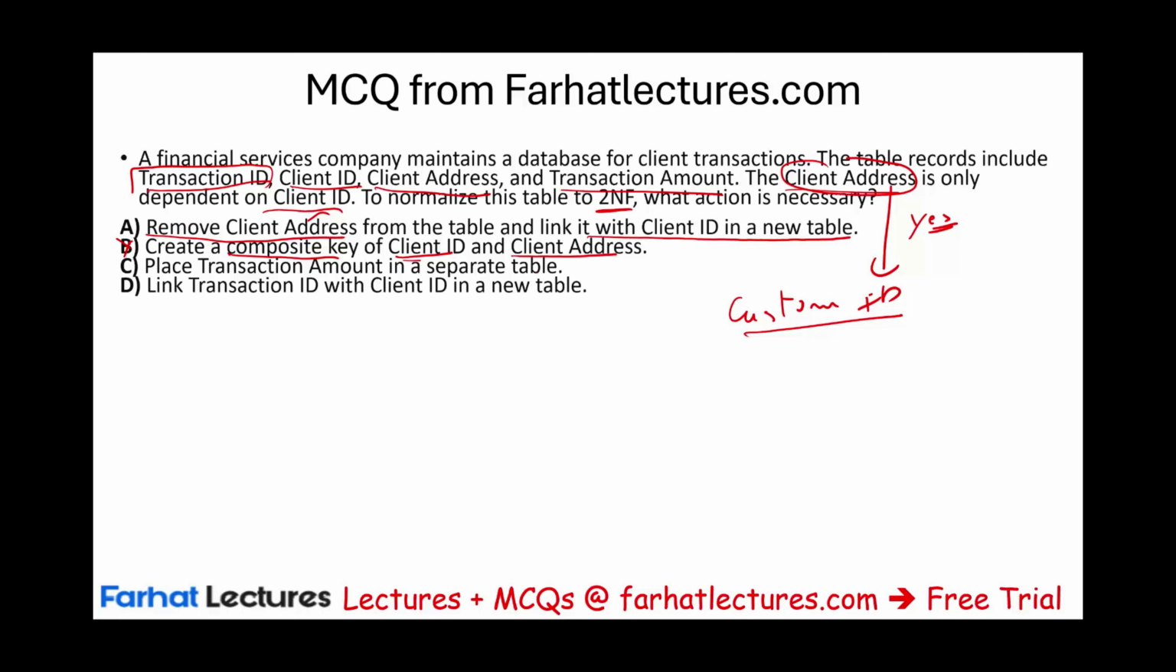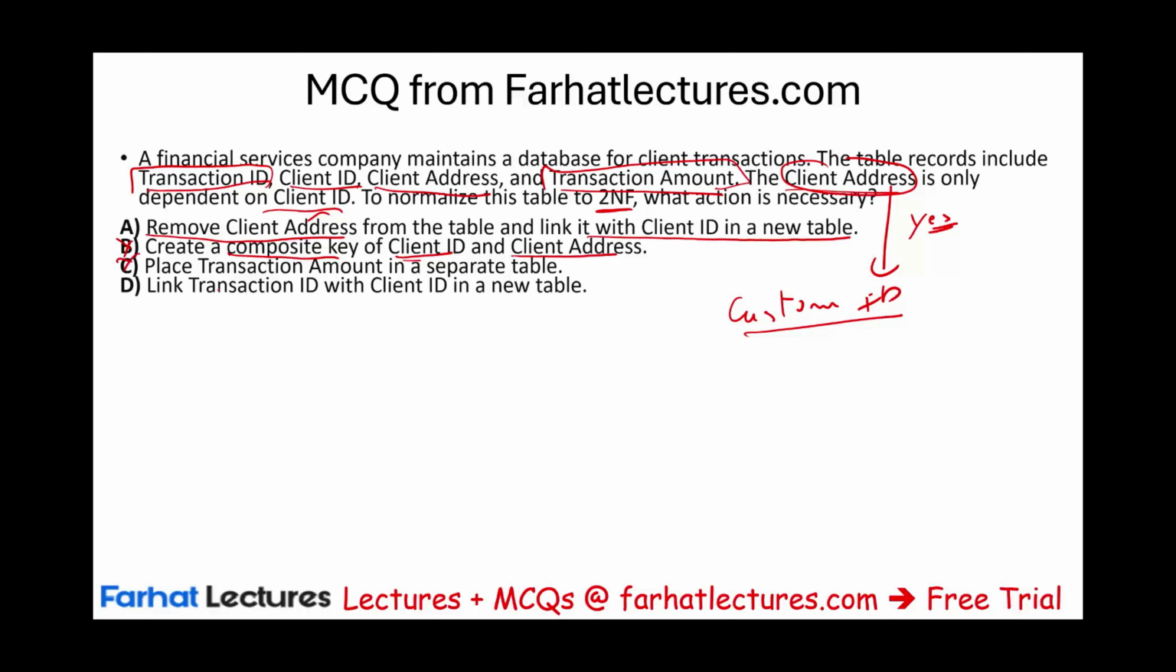Place transaction amount in a separate table. No, the transaction amount should be part of the transaction ID, should be part of the client ID. We're not told anything otherwise, and think about it. If you have a transaction related to a client ID, we want to know the transaction amount. So the transaction amount does not have a partial dependency issue. It's fully functionally dependent on the transaction ID because it's related to the transaction ID.